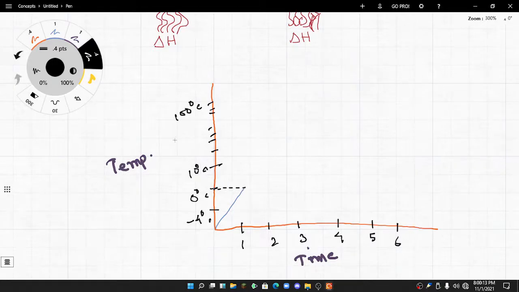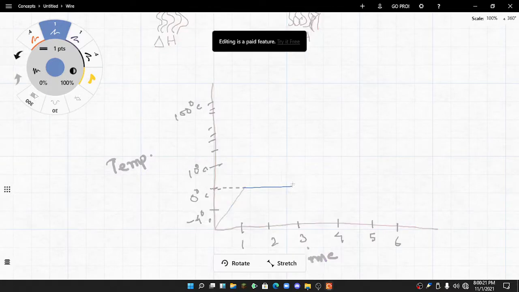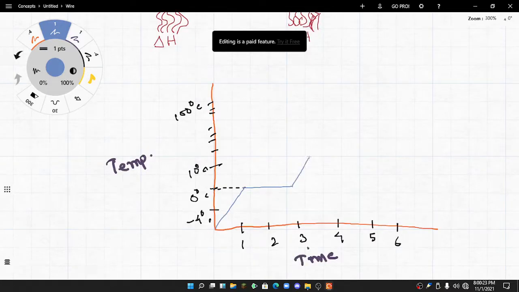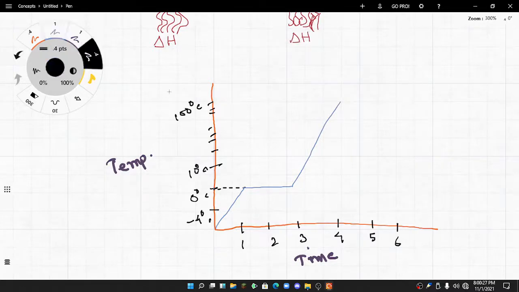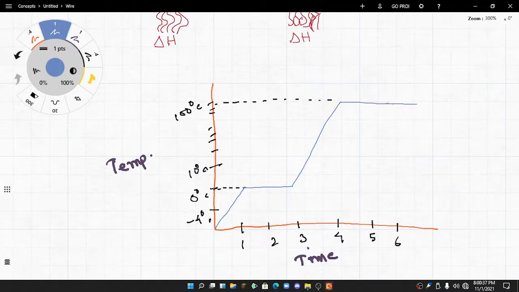After it has reached 0 degrees, it becomes constant for a while. We'll observe this. Then at the second point, at 100 degrees, let's say, it will stay constant again. So constant again.